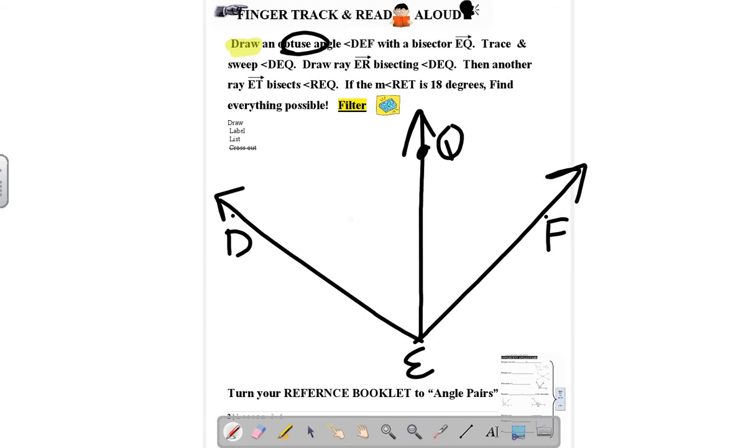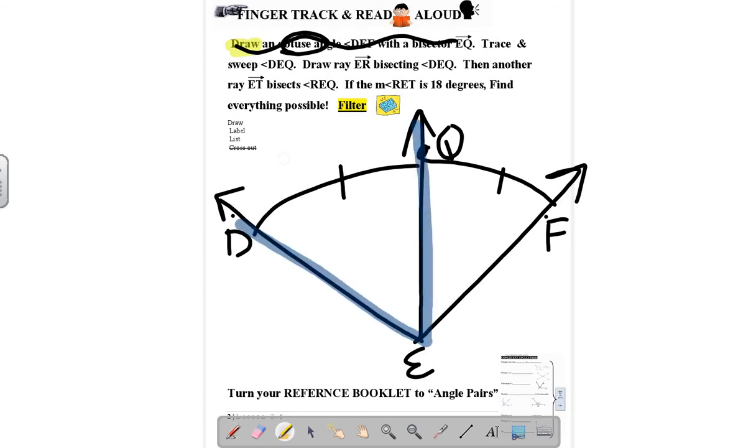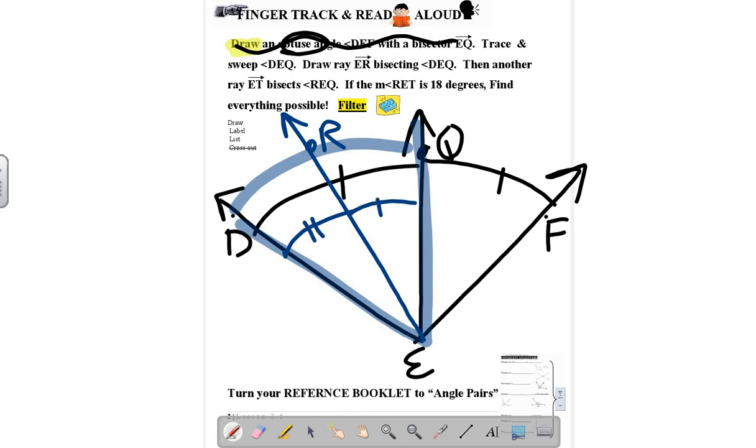Here's Q, which means you should have sweep, sweep, one hatch mark. We are done with that. Trace and sweep DEQ. I'm going to switch colors, DEQ, trace and sweep. And we are now rocking a bisector there. And it is ER, sweep, sweep, double hatch. The second bisector requires a double hatch. Took care of that. Then it says right here, draw another ray bisecting REQ.